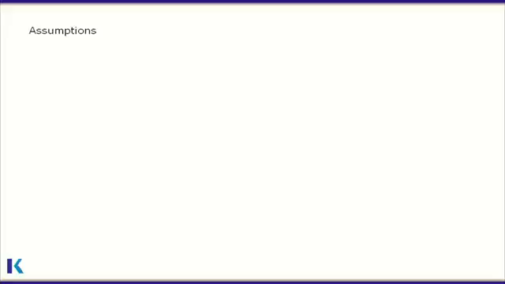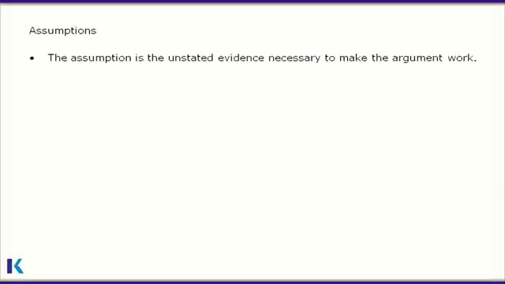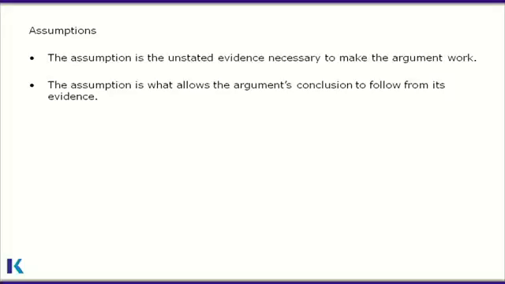Let's start with a quick review of how arguments work in GMAT critical reasoning. For questions that deal with assumptions, identifying the author's assumption is the crucial step. The assumption is always unstated. If something appears in the text of the stimulus, it can't be the assumption. And the assumption is what connects the conclusion and the evidence.